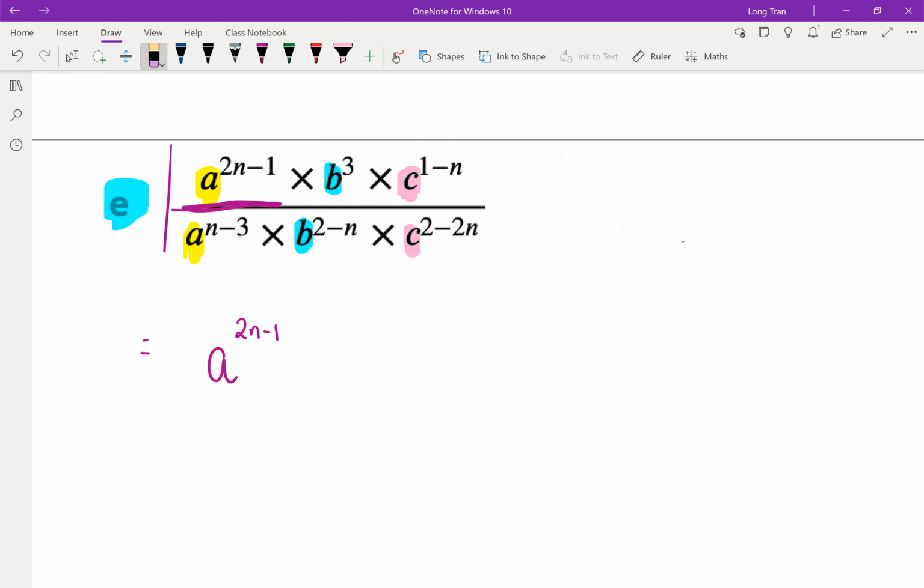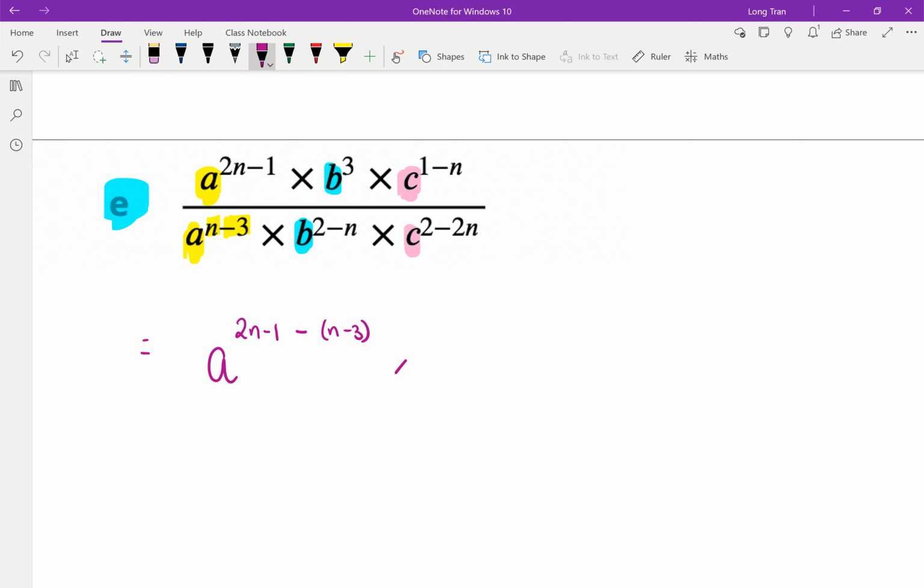Now remember, when you're dividing indices, you will be subtracting the powers. So in this case, I would write a to the power of 2n minus 1 minus, because it's subtraction, and keep in mind to use the brackets here. This is probably where students make a mistake, by not subtracting both the n and the negative 3. So I put the brackets to remind ourselves that it's minus the n and minus the negative 3. If you don't put in the brackets, you may make that mistake.